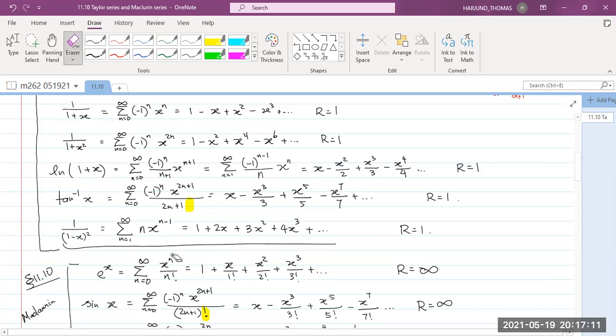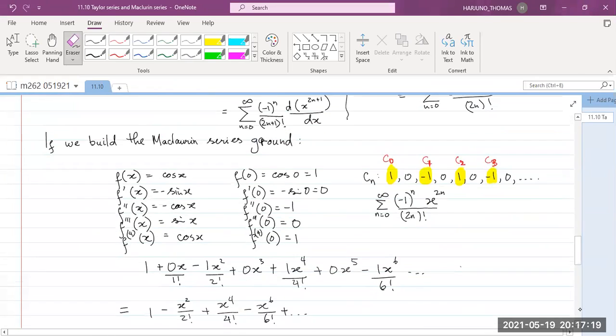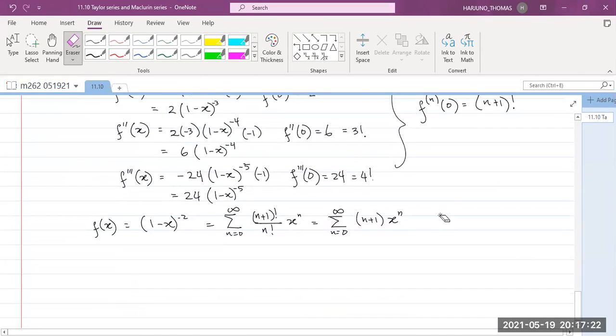Let's compare. The series here starts from 1, but this is n x to the n minus 1, right? Compare that with this, if I start from 1 instead, this will be n x to the n minus 1. If I start from 0, then it will be 1x to the 0 plus 2x to the 1 plus 3x squared, right? Which is actually the same expansion if you write this one out.